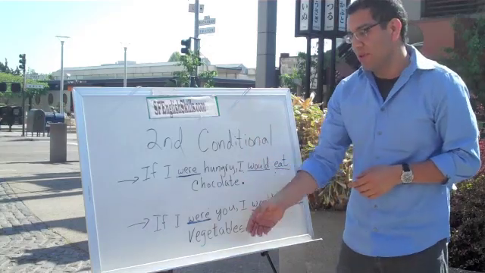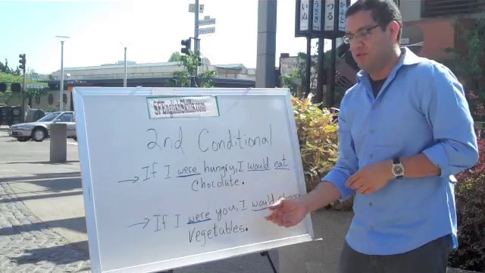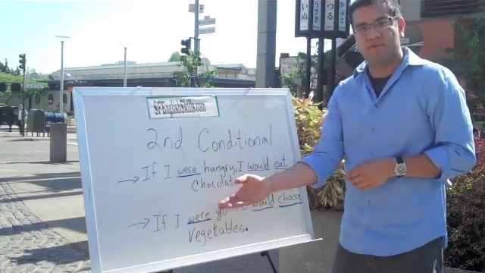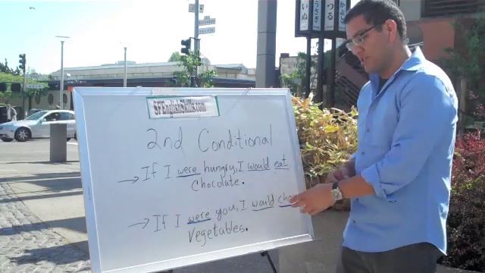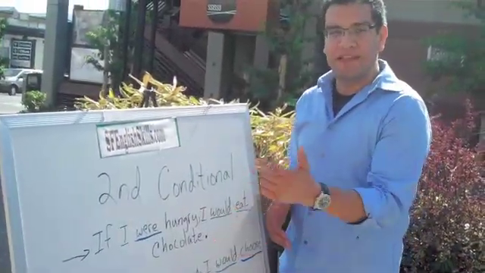Our next example, if I were you, I would choose vegetables. Were, past simple of to be. Would plus base form of choose. Okay, let's talk about the meaning.